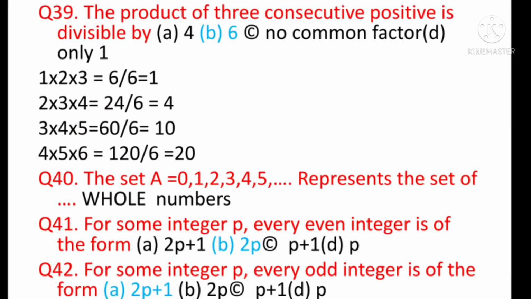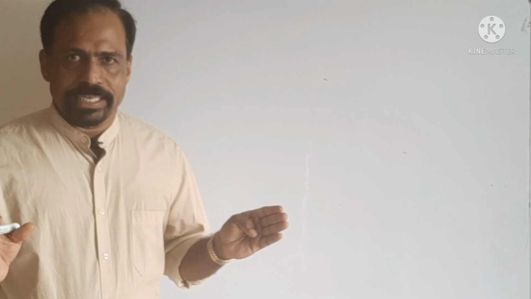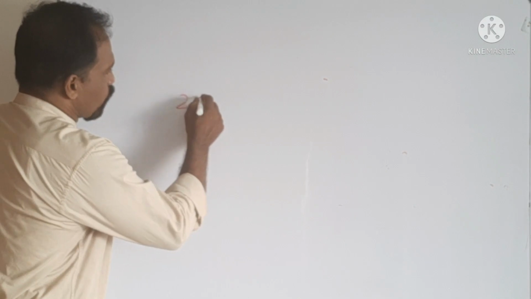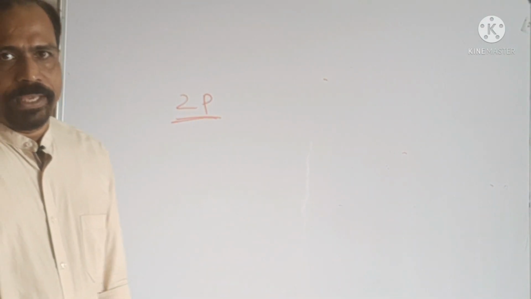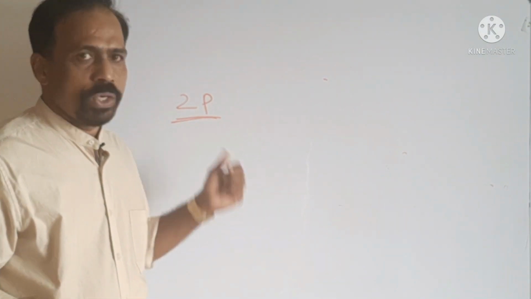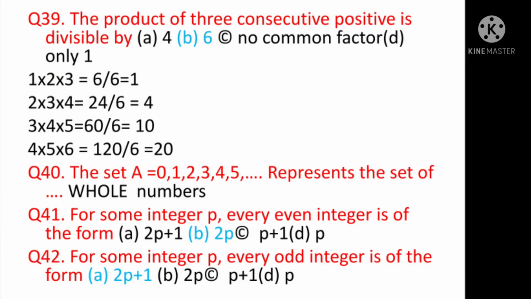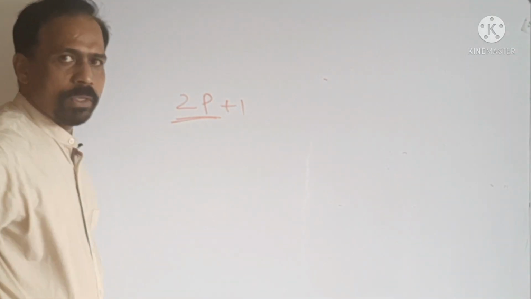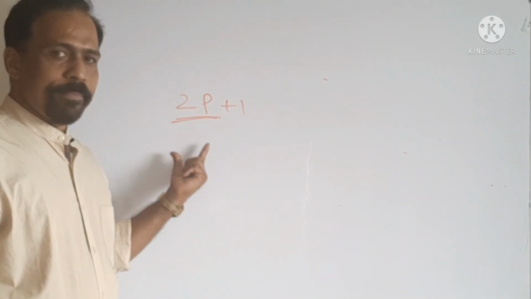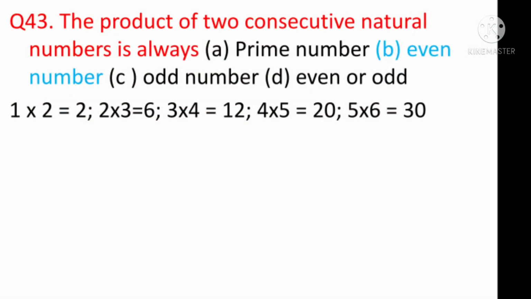Now question number 41. For some integer p, every even integer can be in the form. We have seen that all even integers are divisible by 2. So all even integers can be expressed in the form of 2p. So the answer is 2p. Now let us see question number 42. What about odd numbers? So 2p + 1. All odd numbers can be expressed as 2p + 1 and even numbers can be expressed in the form 2p.